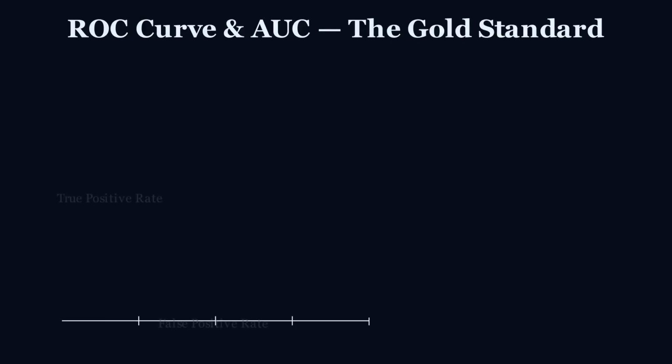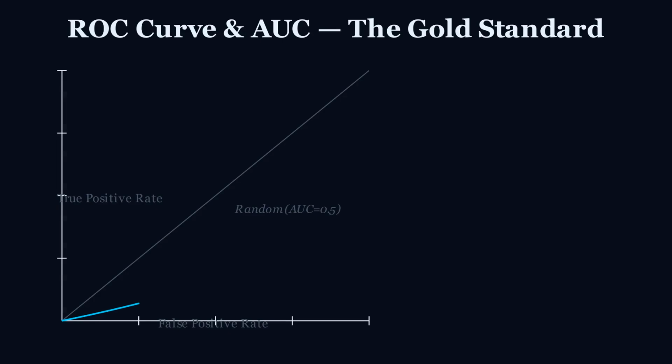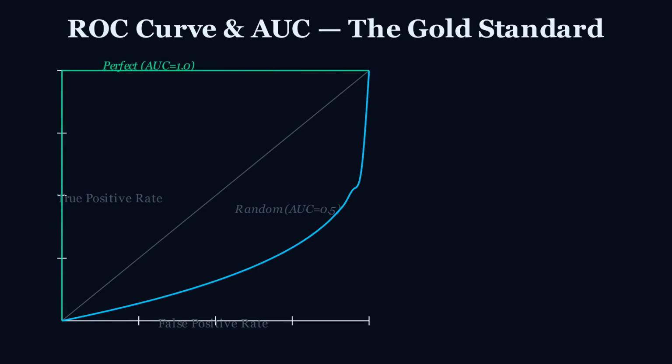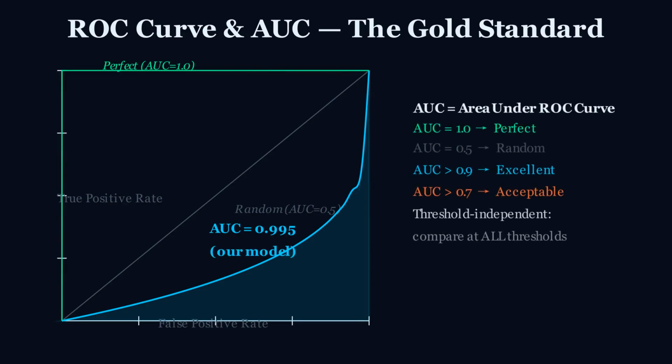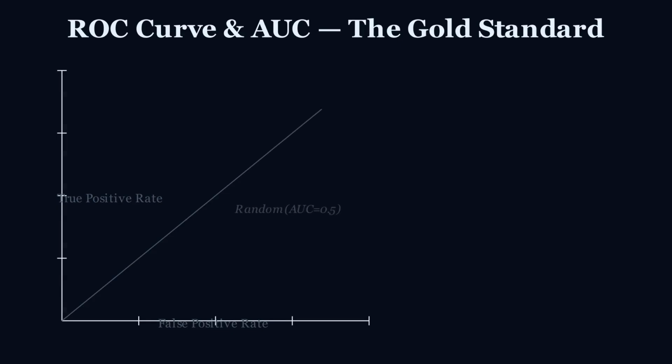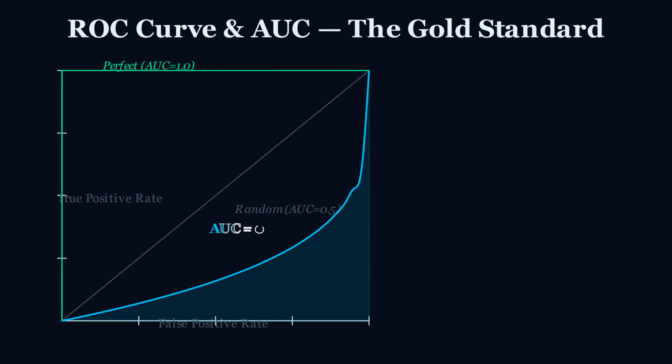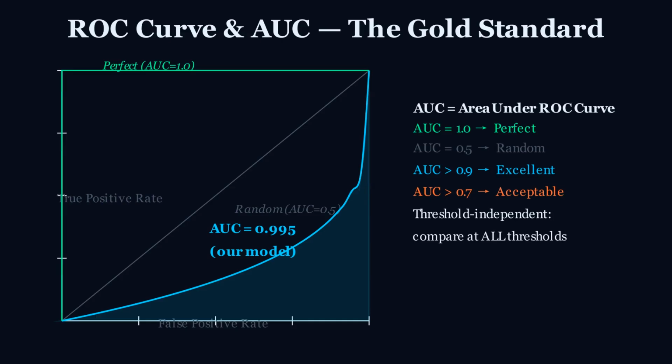The ROC curve gives us a complete picture of the classifier's performance across all possible thresholds. ROC stands for Receiver Operating Characteristic. The x-axis is the false positive rate, how often we incorrectly flag healthy patients. The y-axis is the true positive rate, also called recall, how often we correctly identify sick patients. At every threshold from 0 to 1, we plot 1 point on this curve.